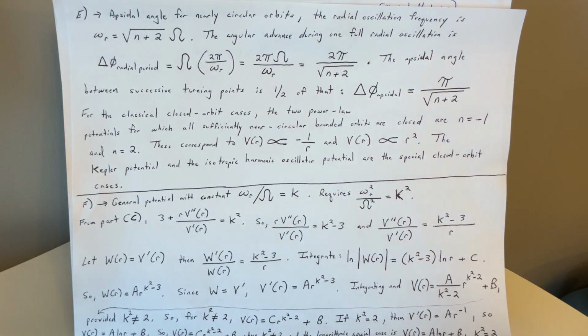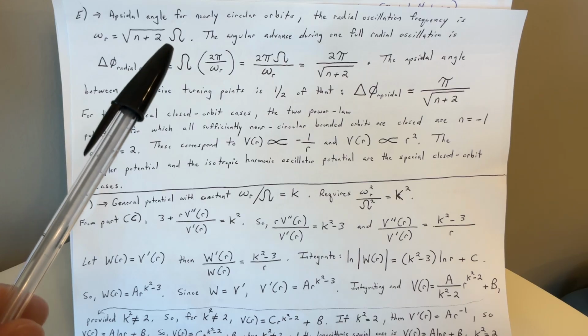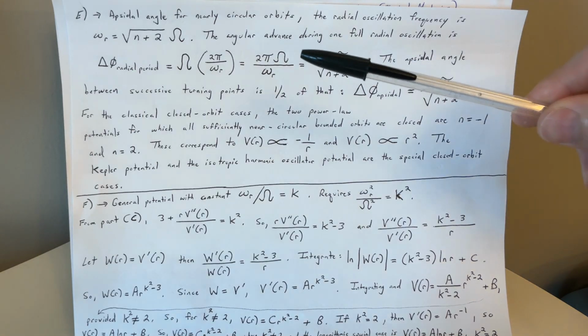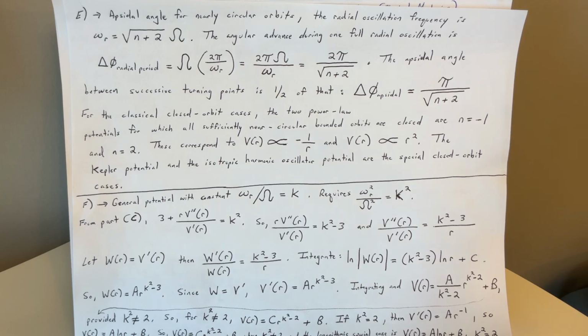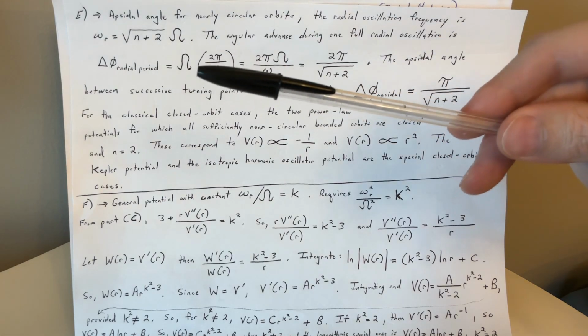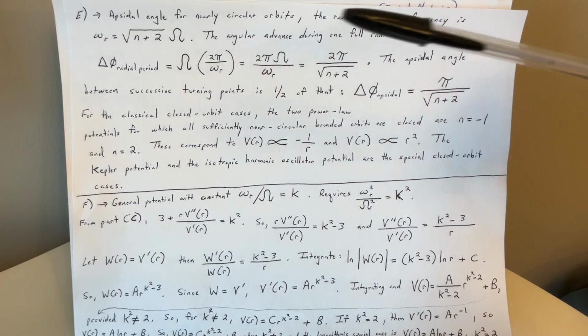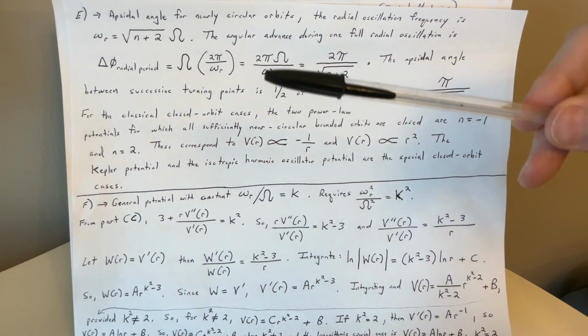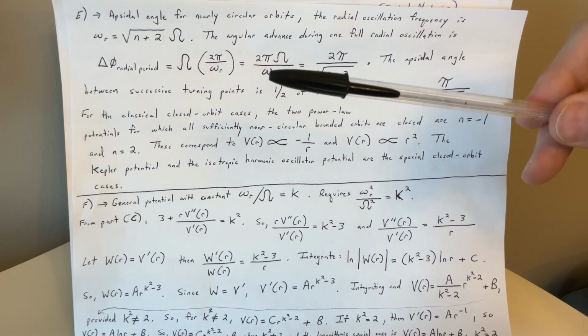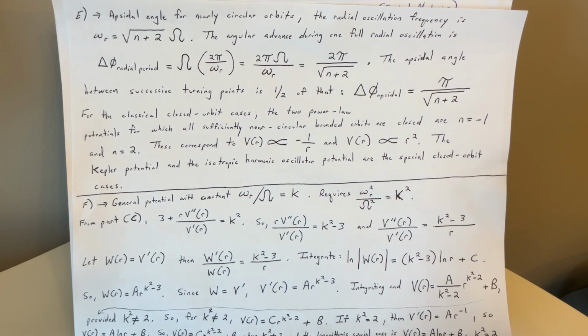So the apsidal angle for nearly circular orbits: the radial oscillation frequency is going to be lowercase omega sub r equals the square root of n plus 2 times capital Omega. The angular advance during the full radial oscillation is delta phi sub radial period, which equals capital Omega times 2 pi over lowercase omega sub r, which equals 2 pi over the square root of n plus 2. So the apsidal angle between successive turning points is going to be half of that.